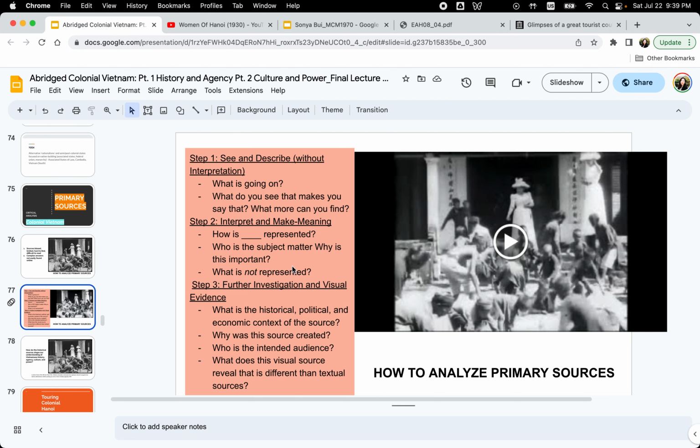And the third is further investigation and visual evidence. So thinking more about the historical, political, and economic context of the primary source. Why was the source created? Who is the intended audience? So what does this visual source reveal that is slightly different than textual sources? So I'll play this just to get a sense of the complexity of how one might analyze a primary source.